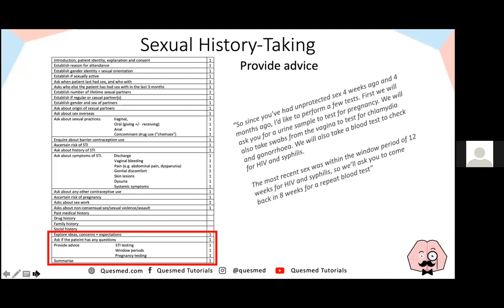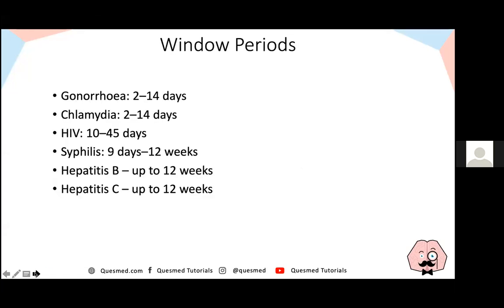And quite often in sexual history taking stations, there's a mark for providing advice. So the marker might say to you, what do you want to do with this patient? So you need to acknowledge that they might have had a sexual risk. There may be a risk of pregnancy. You might be required to explain window periods. So window periods are important.